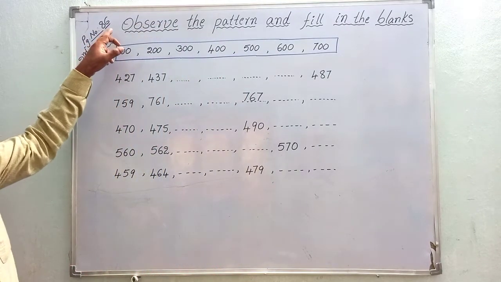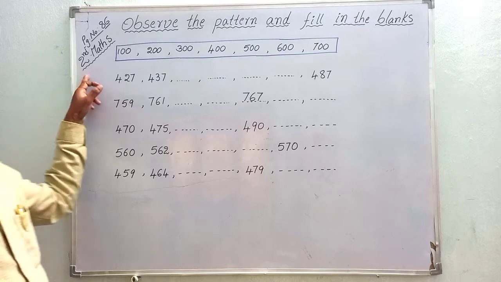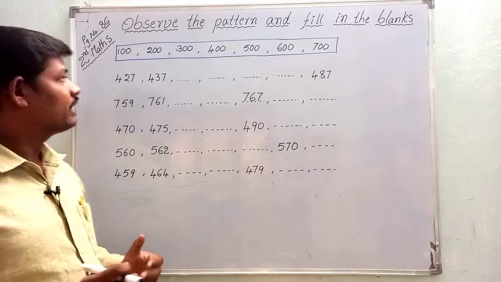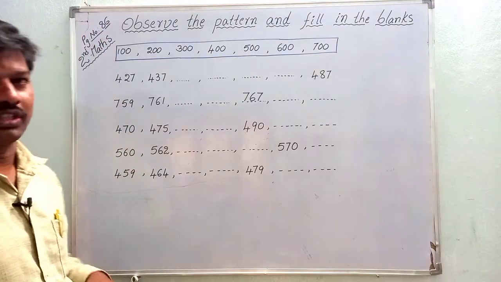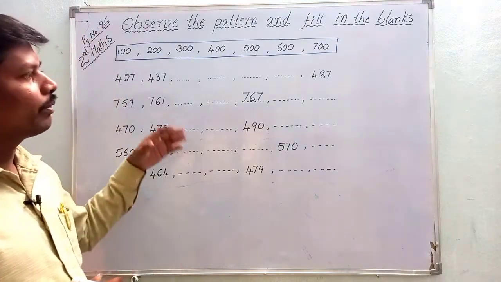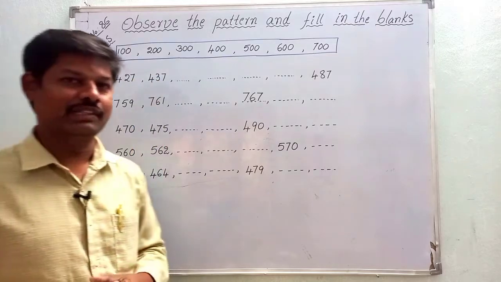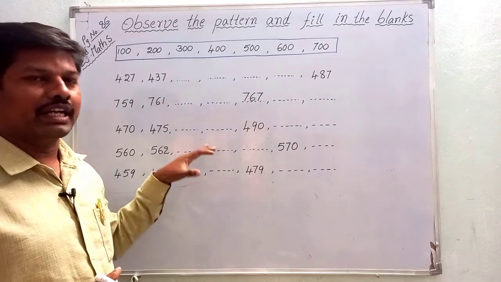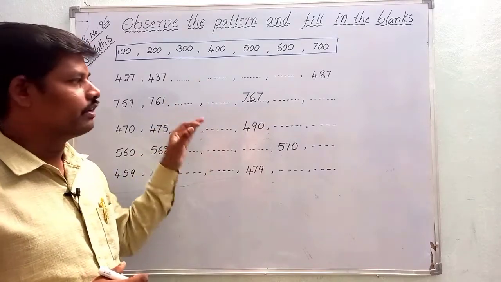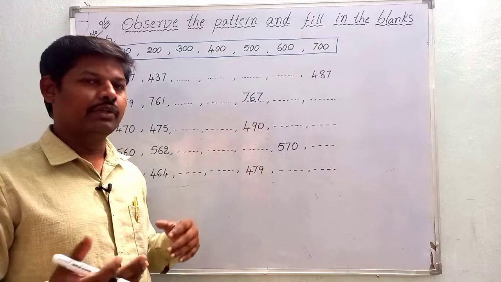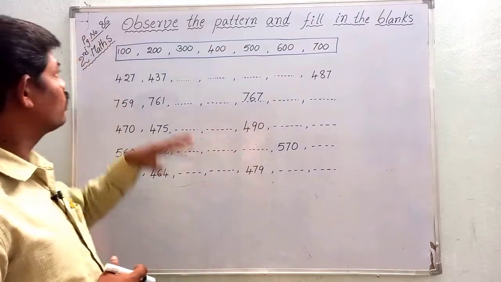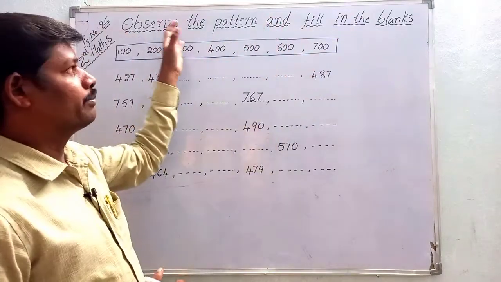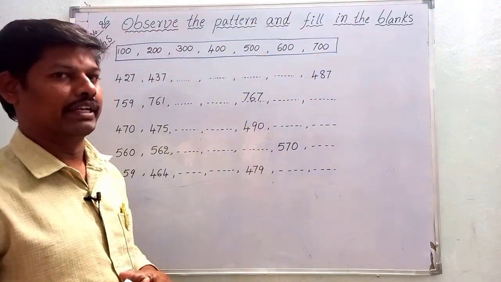Page number 86, second class mathematics book. Open page number 86. In that, we have some patterns, and I have taken only some of them. I will explain these easily, then you can fill in the remaining ones also. Observe the pattern and fill in the blanks.